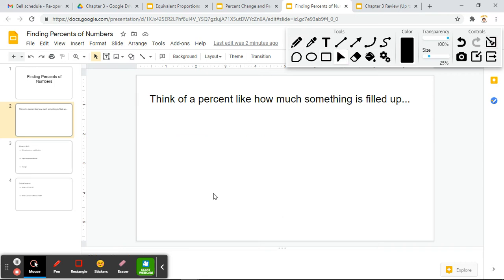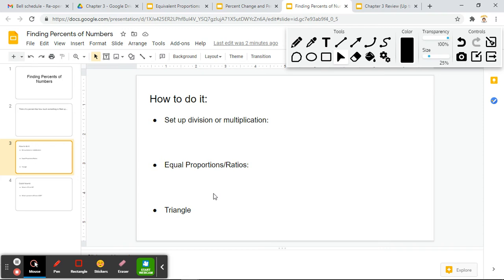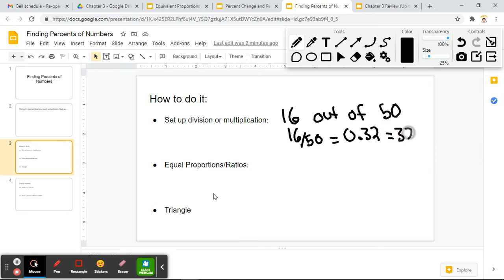All right, so now let's get into what we'll actually be doing with these problems. So how are we going to do them? Well, we know first we could set up long division or multiplication, right? If we want to find out percentages of something. We could set up equal proportions and ratios, and we're going to get to that more in the future. But for long division, if we want to find 16 out of 50 as a percent, then we could write 16 over 50, which would be equal to either 32 over 100 or 0.32. Which is equal to 32%.